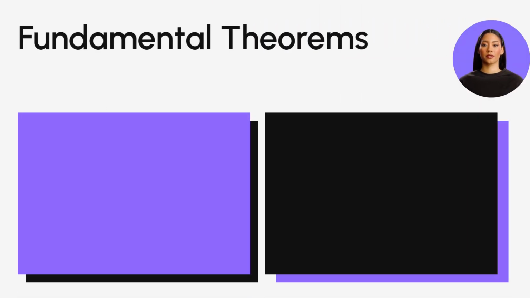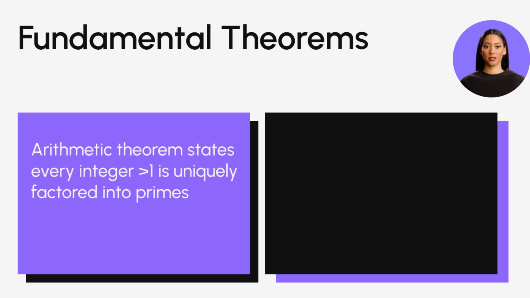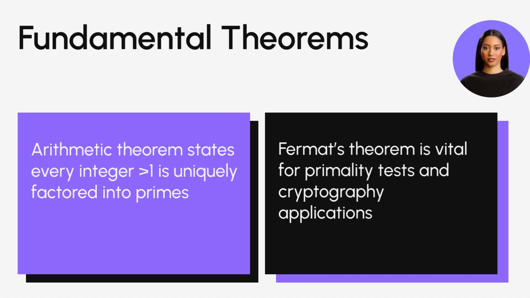The fundamental theorem of arithmetic states every integer greater than 1 can be uniquely factored into primes. Fermat's little theorem is used for primality tests and cryptography. It states if P is prime and A is not divisible by P, then a to the power of P minus 1 is congruent to 1 modulo P. These theorems are essential for RSA encryption and digital signatures.